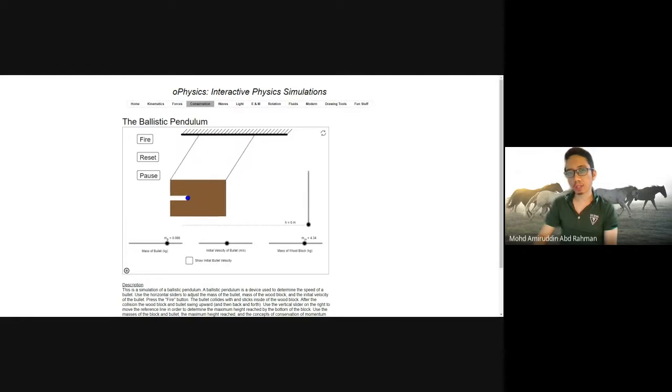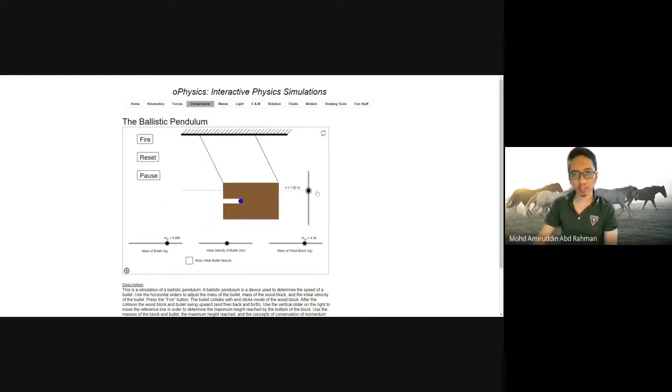Then you see that the bullet sticks with the box, and the box swings to the left and right. Then change this vertical slider to know the maximum height that is achieved by the pendulum, so around that. Record your observation.